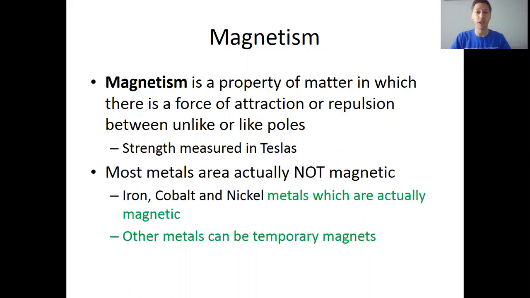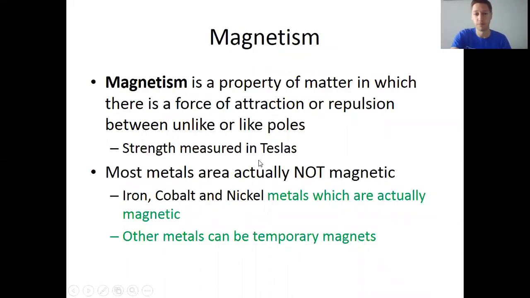So, we're all familiar with what a magnet is. Magnetism is basically this idea that you can have unlike poles that attract each other, or if you have two similar poles that they repel each other. It comes down to magnetic domains, which we'll get to. So we measure magnetism strength in Teslas.